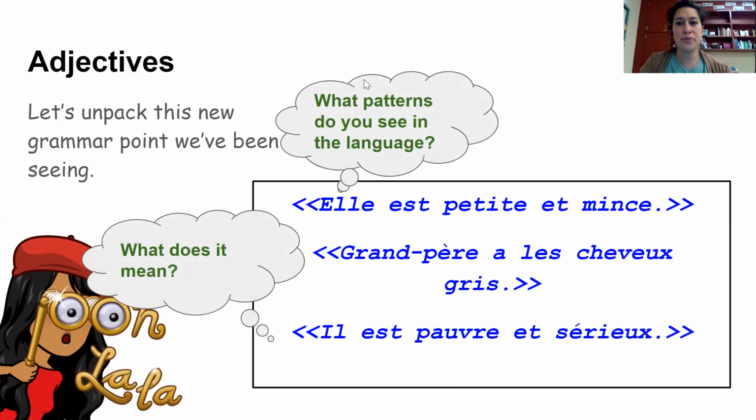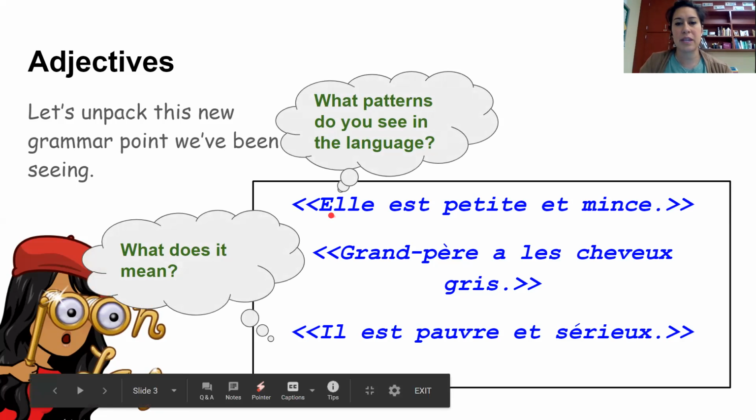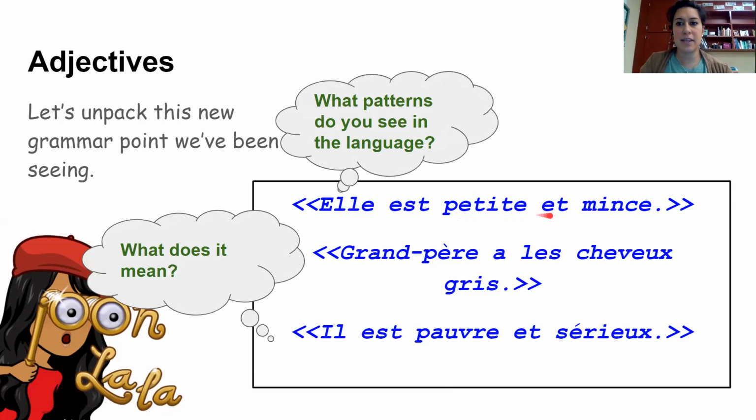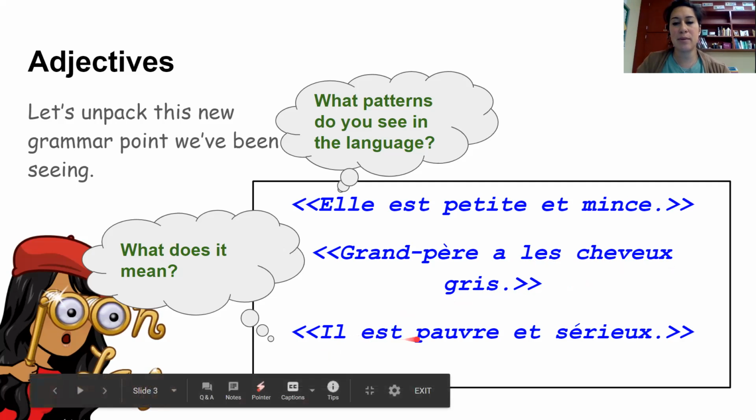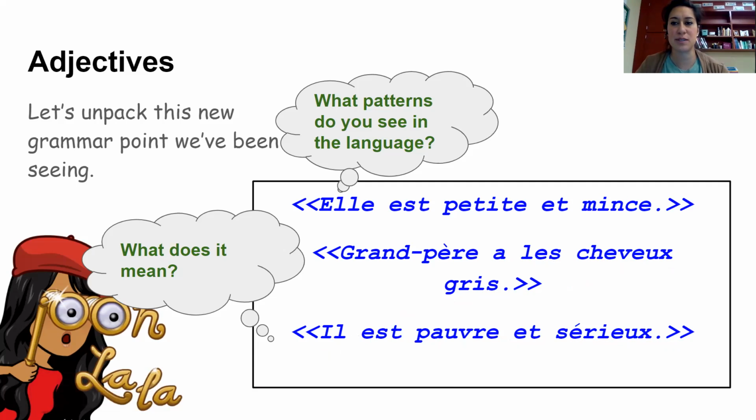So, voilà. Elle est petite et mince. Mince is a new adjective you've not seen before. It means skinny or slim. Grand-père a les cheveux gris. Il est pauvre et sérieux. Pauvre et sérieux. Okay, so what patterns do you see? And what does it mean?